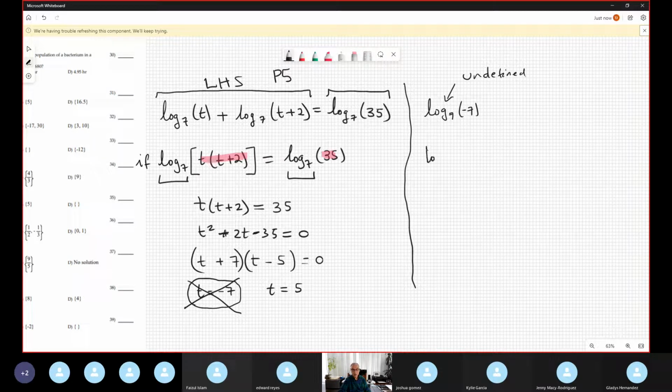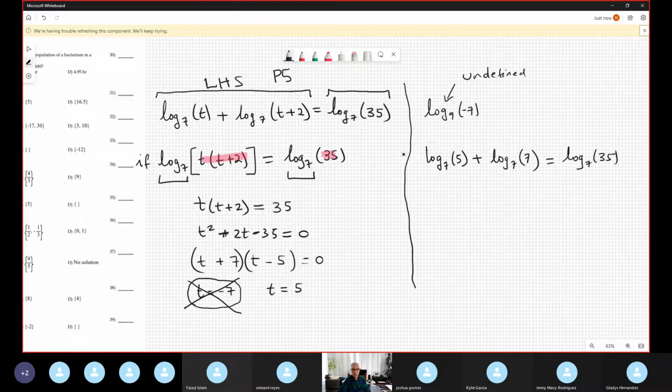So I need to prove somehow that logarithm of base 7 of 5 plus logarithm of base 7 of 5 plus 2, which is 7, sorry. So you plug in 5 plus 2 is 7, should be equal to logarithm base 7 of 35. And this is obvious, it's true.